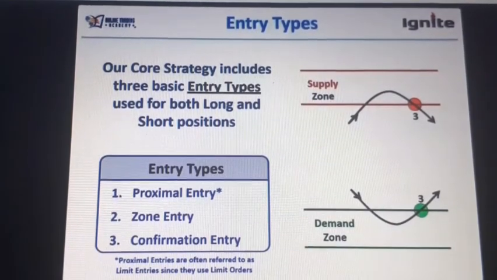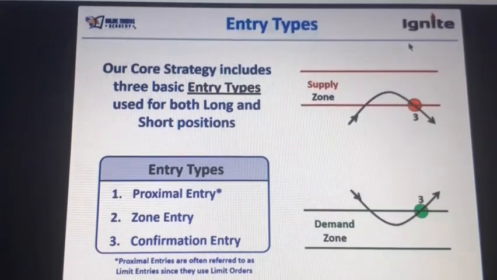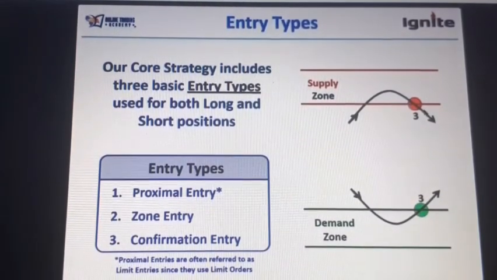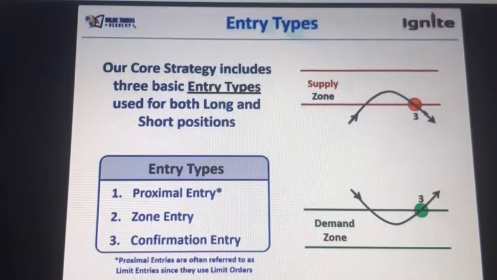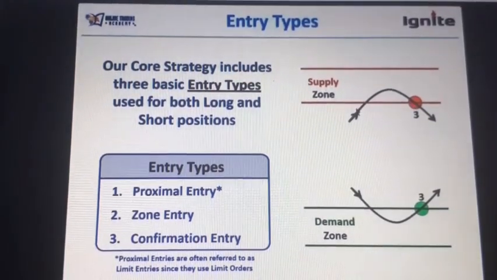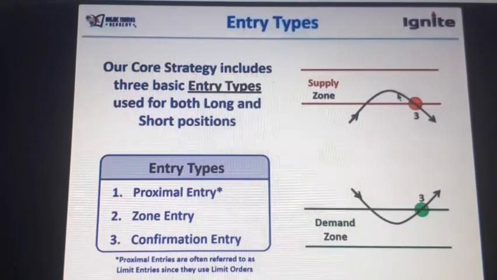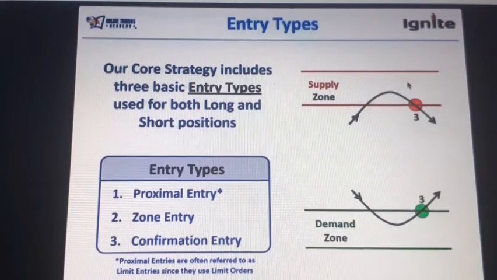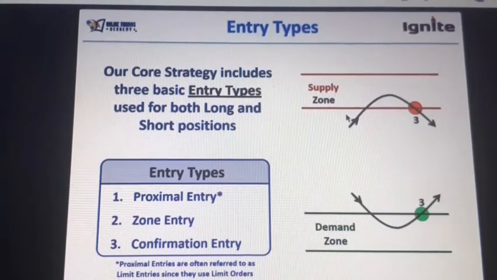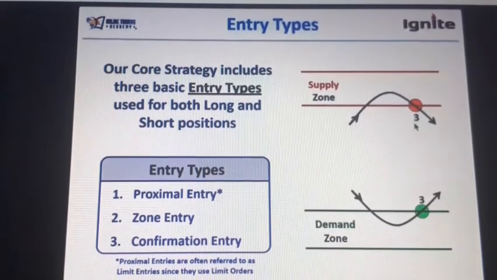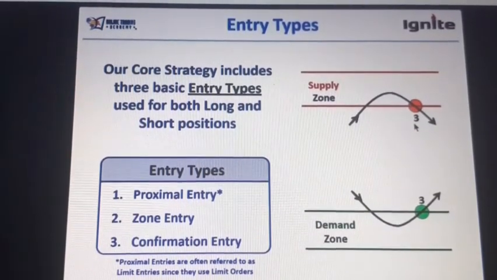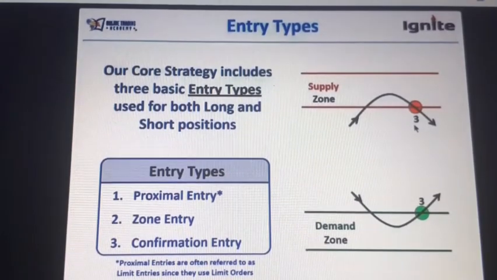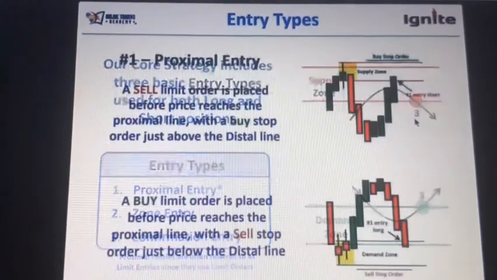The third is your confirmation entry. In a confirmation entry, you are taking your entry at the proximal, but remember, you are not taking the entry when the price is entering the zone, but when the price is leaving the zone. When the price goes inside the zone and then leaves it, then you take your entry. In a proximal entry, you take your entry at the proximal line when the price is entering the zone, and in the confirmation entry, you take an entry when the price is leaving the zone. So these are the three types of entry that we have. Now let's do all of this in detail.